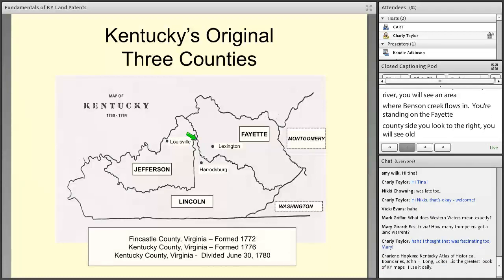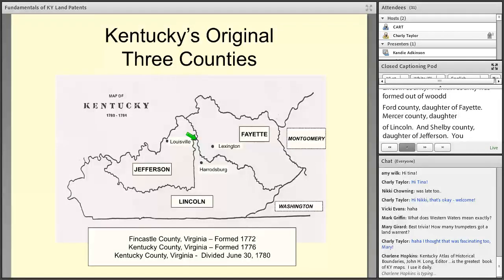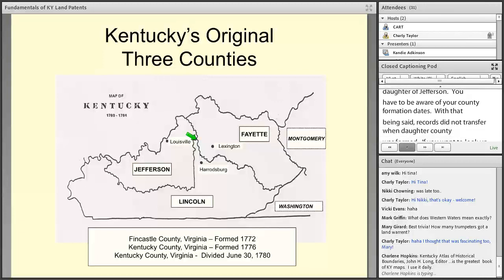Franklin County was formed out of Woodford County, daughter of Fayette, Mercer County, daughter of Lincoln, and Shelby County, daughter of Jefferson. You have to be aware of your county formation dates. And with that being said, records did not transfer when a daughter county was formed. If you want to look up old Mercer County records, you're going to have to look at old Lincoln County records.